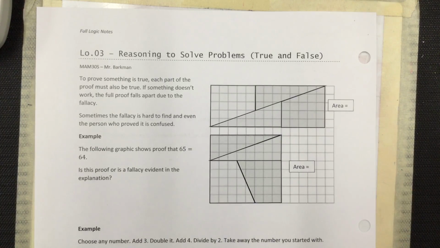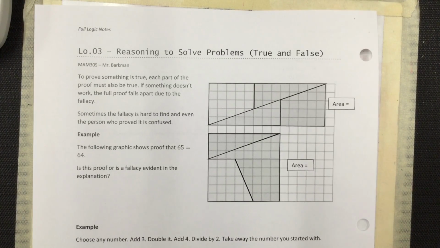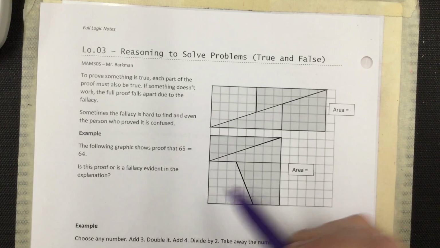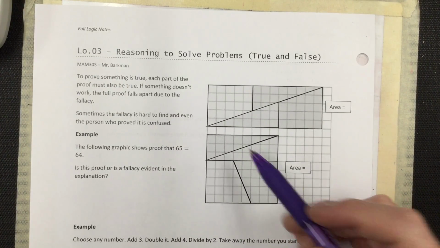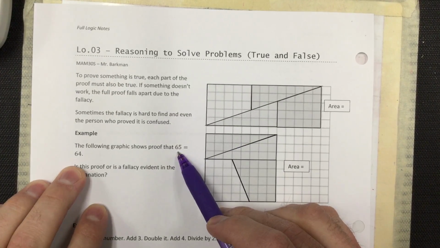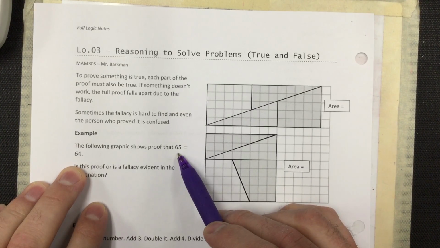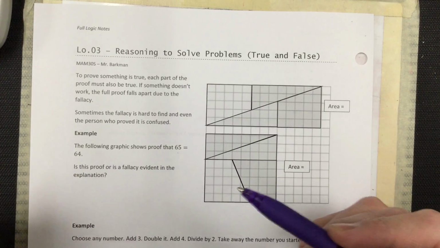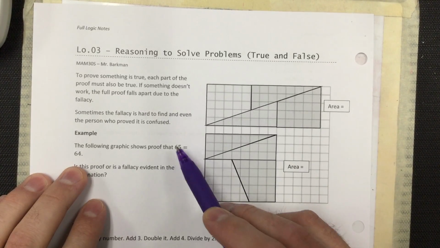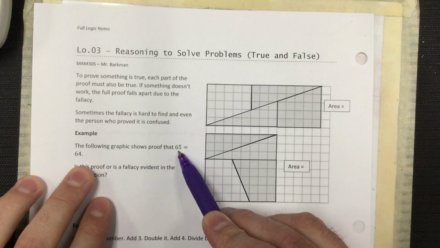So here's something that I am going to at least try to prove here: that an area of 65 is equal to 64. Now some of you might be looking at that and saying, Mr. Barkman, you're a little nuts. 65 is definitely not 64. They are two completely different numbers. One is odd, one's even. One's divisible by 5, one's divisible by 8.